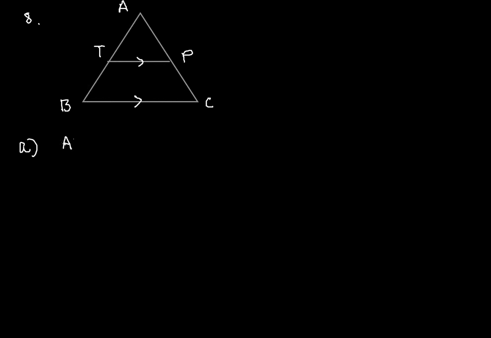So AT equals 5, TB equals 15. We'll go slow at first, then I'll speed up. AP equals 8, PC equals 24. I'm going to draw these in, and maybe then I'll erase them. So AT is 5, TB is 15, AP is 8, PC is 24. So if you remember what we did in the last problem, there's relationships. So we're going to check to see if we can do proportions, and if the proportions are equal, then we know that these two sides are parallel.